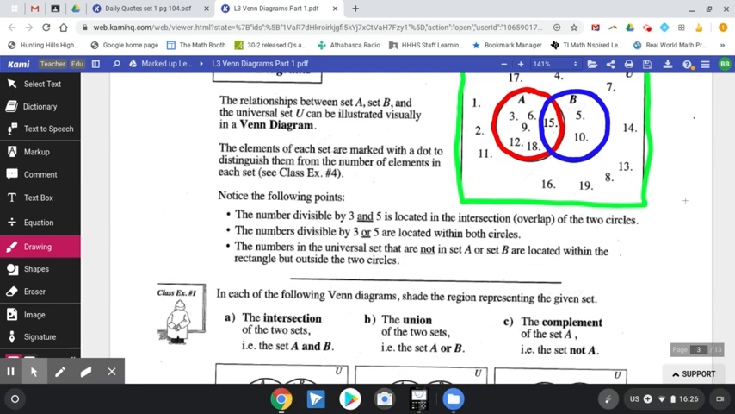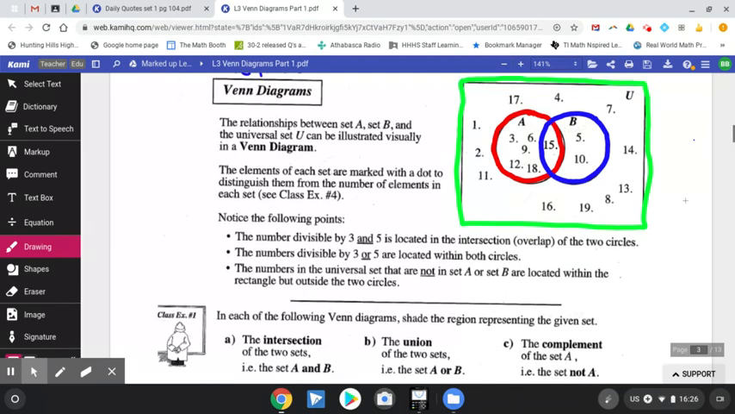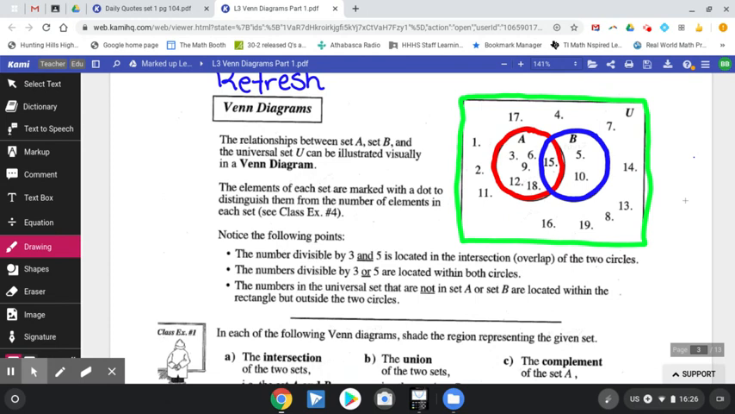All right, so it says the number divisible. So these are still the same sets we were just working with in our review. The number divisible by 3 and 5 is located in this overlap. So in the red circle, we have all the numbers divisible by 3. That's our set A. In the blue circle, we have all the numbers divisible by 5. And the overlap, this 15, belongs to both sets. So it is divisible by 3 and by 5.